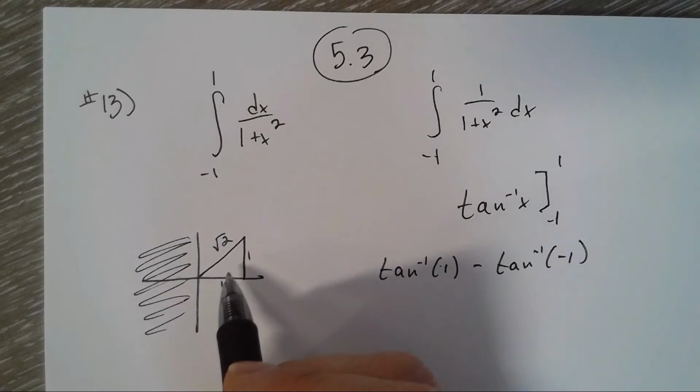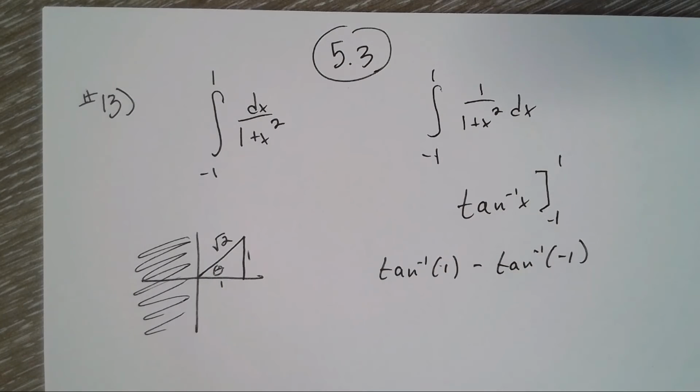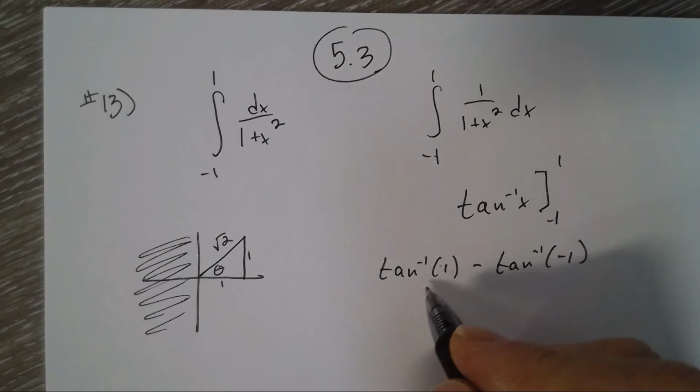One angle has a tangent of 1. This angle has a tangent of 1 right there. Opposite over adjacent is 1 over 1. So how big is that angle? That is pi over 4.